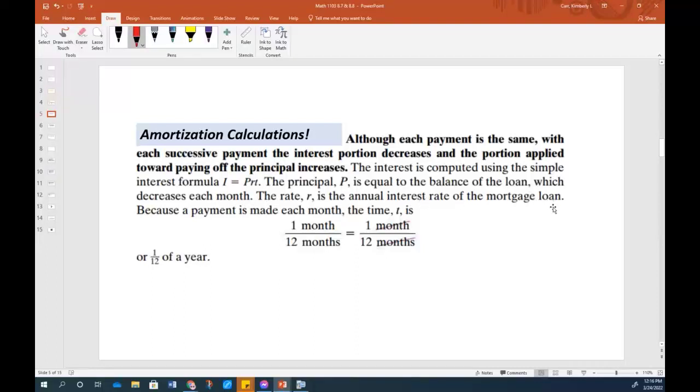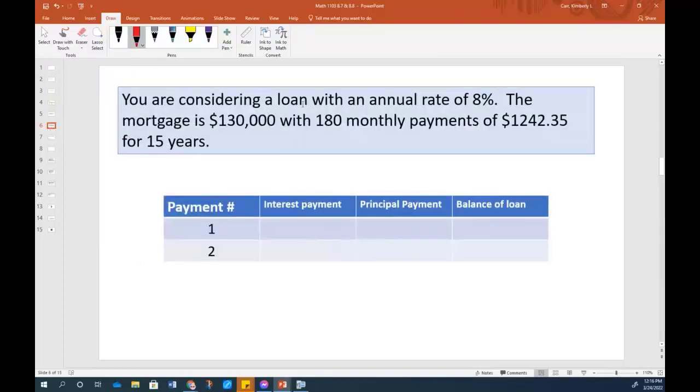The interest rate is the annual interest rate of the loan, and then time is going to be 1/12, because we're looking at 1 year, but then we're making 12 payments during that year. Just remember that T is 1/12. That's automatic. So here's some information given to us, and we are going to calculate just the very beginning of an amortization sheet, because this thing would actually be very long, because there's 12 payments every year for 15 years.